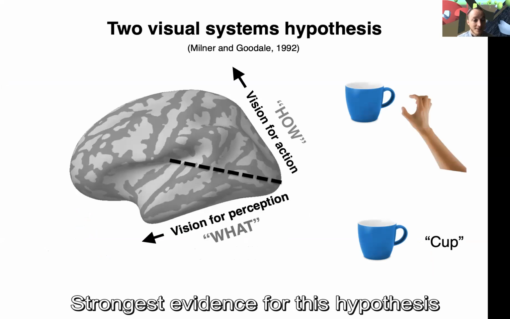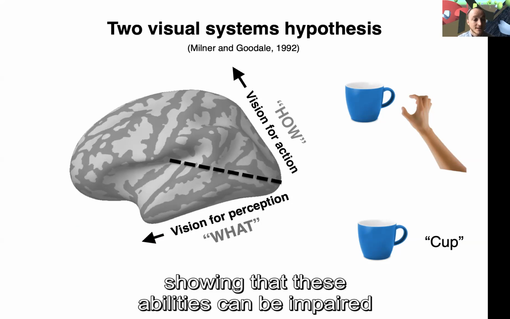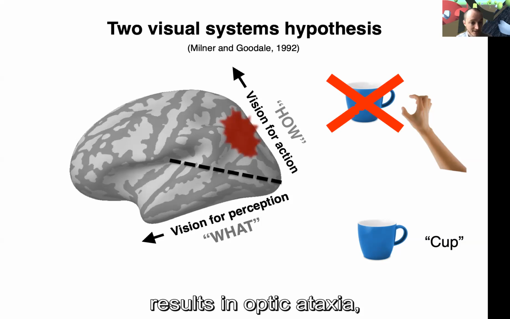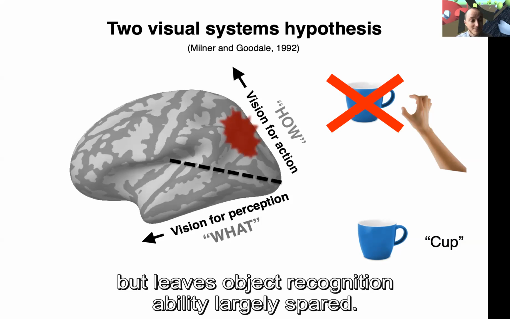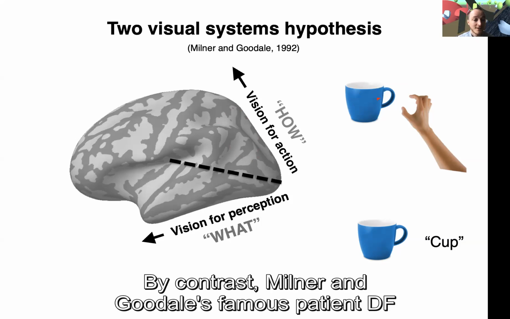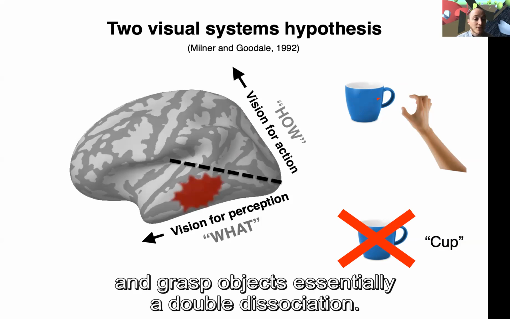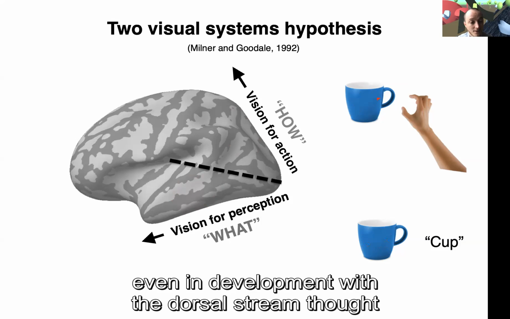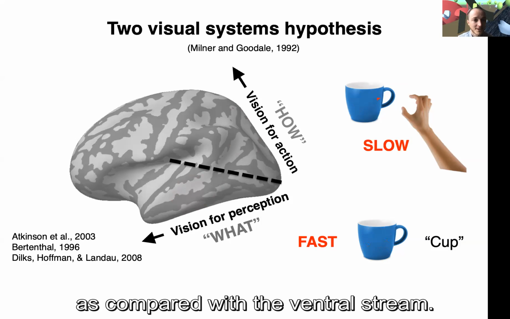The strongest evidence for this hypothesis comes from neuropsychological work with patients with brain damage, showing that these abilities can be impaired independent of one another. For example, damage to the dorsal stream results in optic ataxia, an impairment in visually guided reaching, but leaves object recognition ability largely spared. By contrast, Milner and Goodale's famous patient DF was impaired in object recognition, but could nonetheless successfully reach out and grasp objects, essentially a double dissociation. Later work suggested that these two systems dissociate even in development, with the dorsal stream thought to undergo a relatively protracted development as compared with the ventral stream.